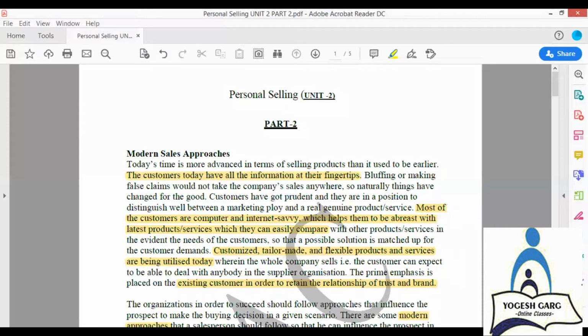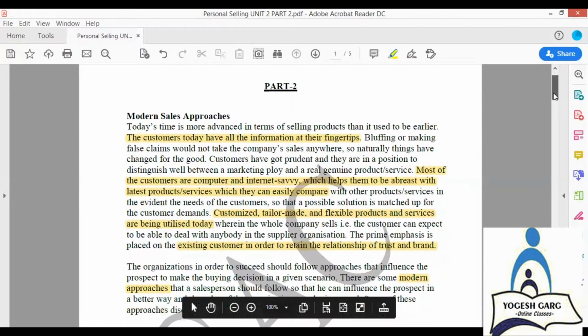In modern sales approaches again we'll be having four theories which we'll be discussing today. In that particular part I told you what is selling and its introduction part. In this video, first is the introduction part, then I'll be discussing the four theories. Now you can see that I have highlighted in the same manner.